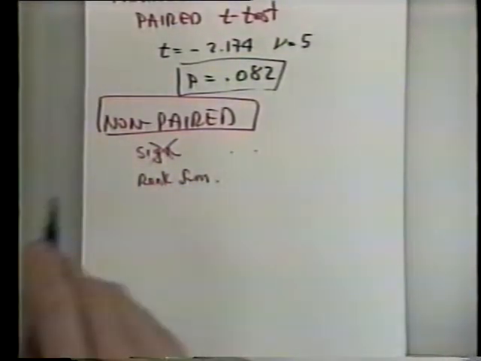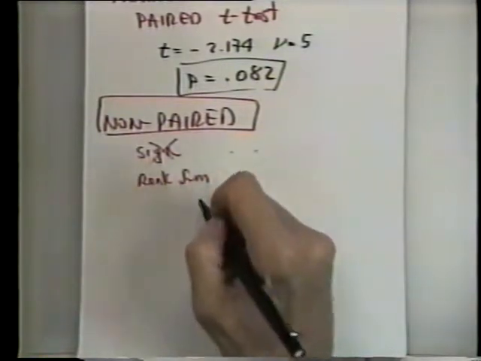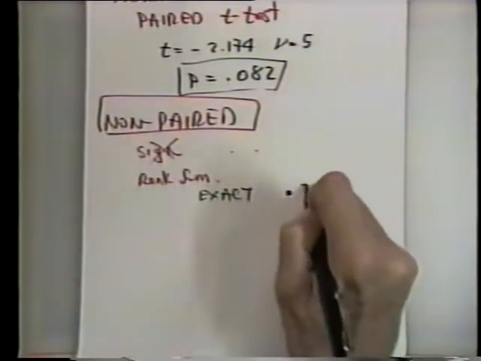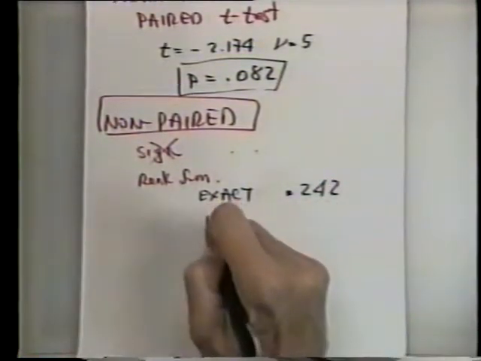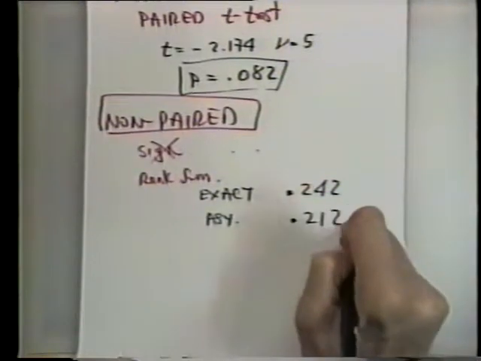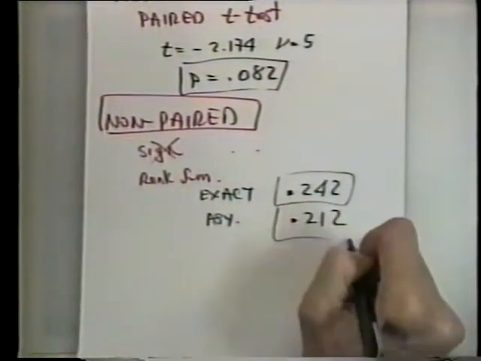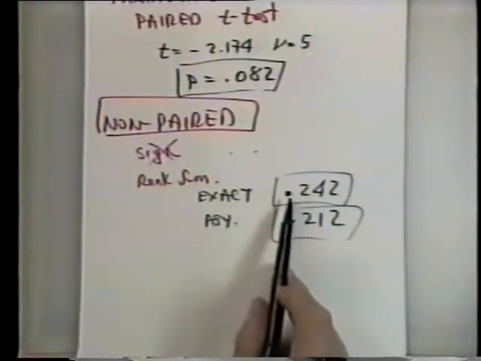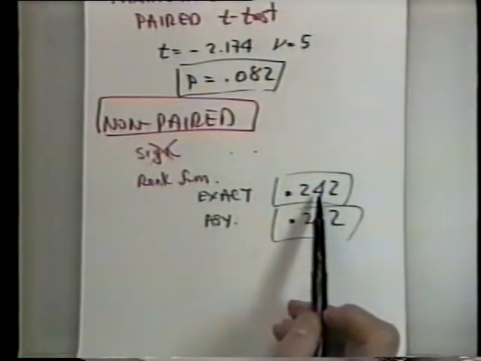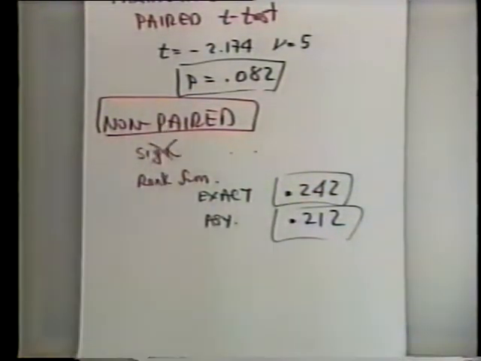When I calculate the probabilities exactly, I get 0.242. And when I do the asymptotic calculation, I get 0.212. So this is a big difference, because last time, remember, I got 0.05. Now I got 0.2. And that's the difference in the rank sum between a paired and unpaired test.